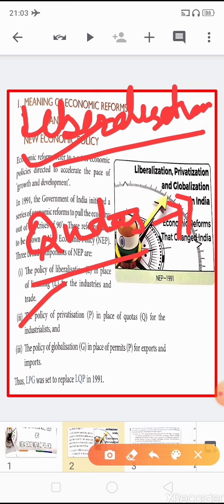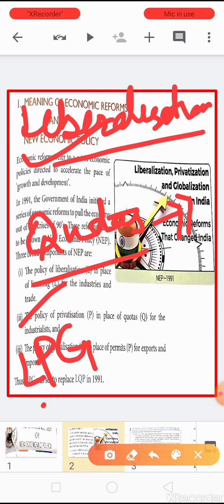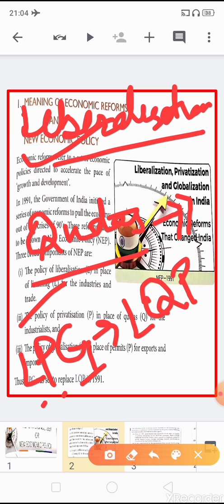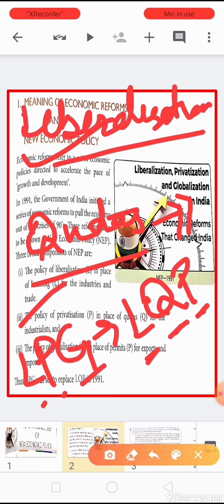And next is the policy of globalization, that is G, in place of permits for export and import. Therefore, the policy LPG, that is liberalization, privatization and globalization, has replaced LQP, that is licensing, quota and permits, in July 1991.